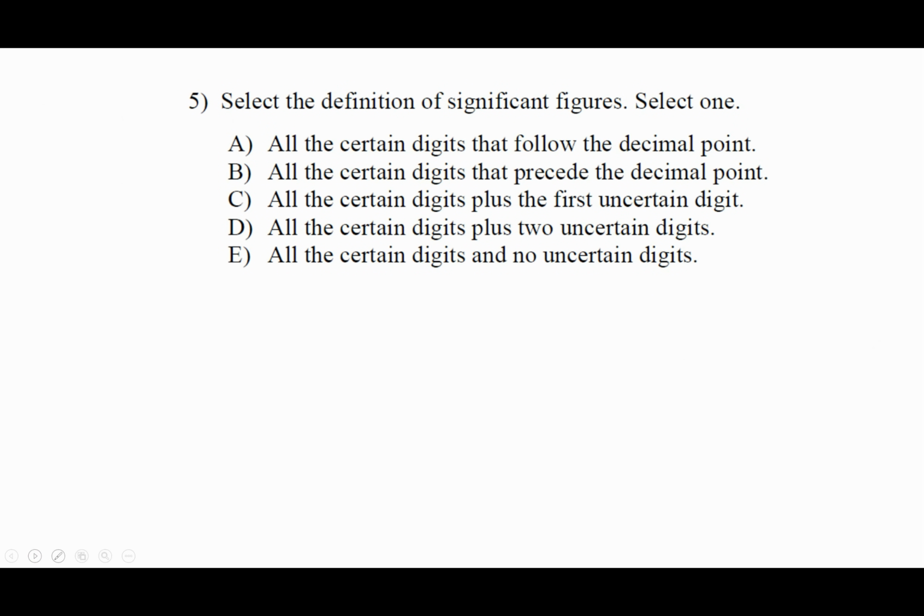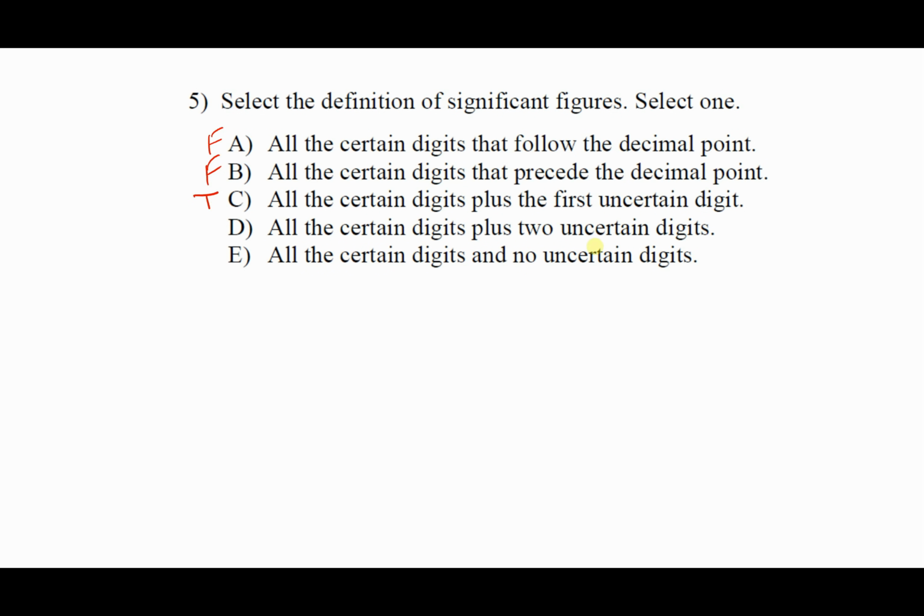Select the definition of significant figures. Select 1. All the certain digits that follow the decimal point. That's false. That's not good. Right? Wrong. All the certain digits that precede the decimal point. Once again, crazy talk. All the certain digits plus the first uncertain digit. Yes, this is our definition of significant figure. All the certain digits plus the first uncertain digit.